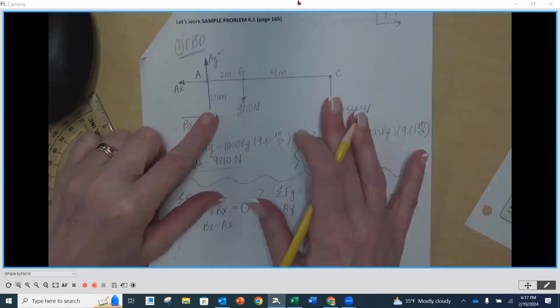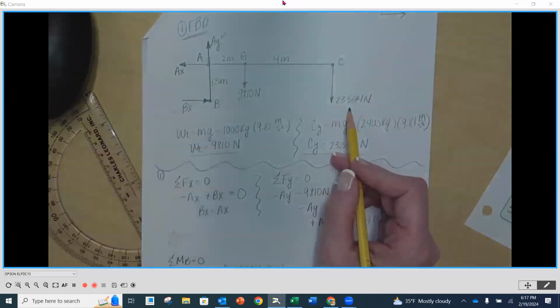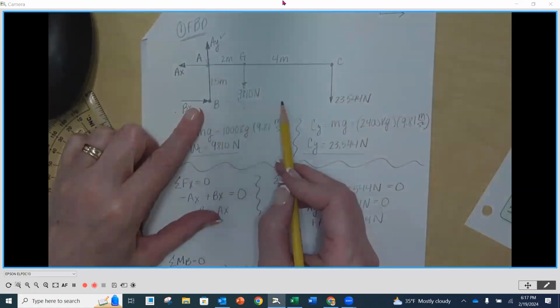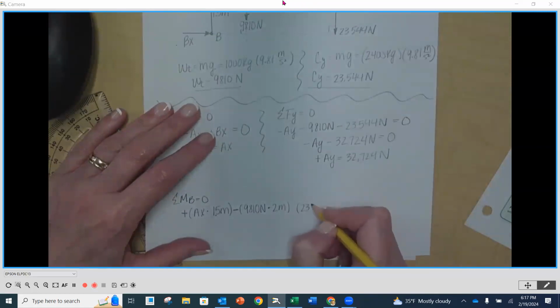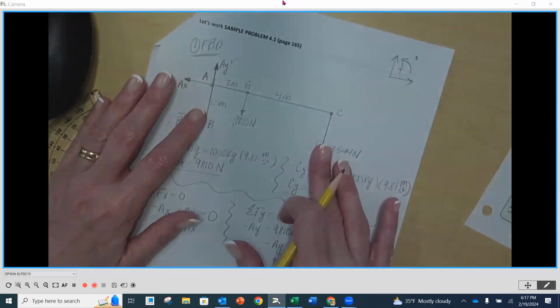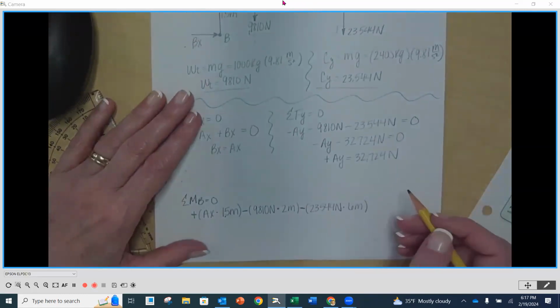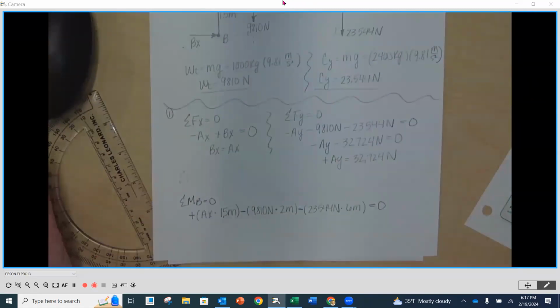Finger back on B. I've got one more force at C, cause rotation, 23,544 newtons times its perpendicular distance of 6 meters. And it also is going clockwise. So negative out front. And then we set that equal to 0. So go ahead and solve for AX and see what you get.